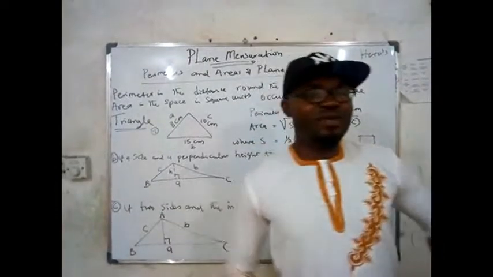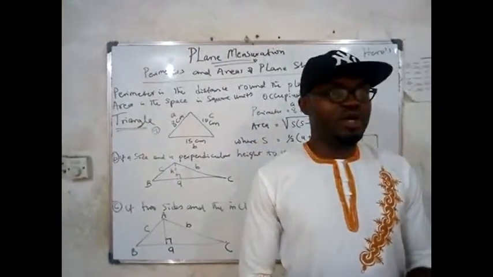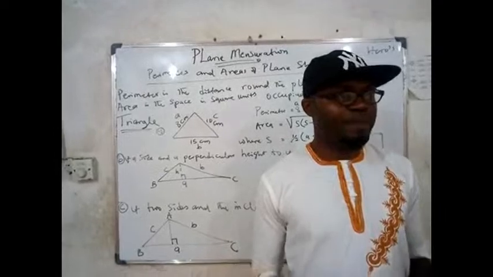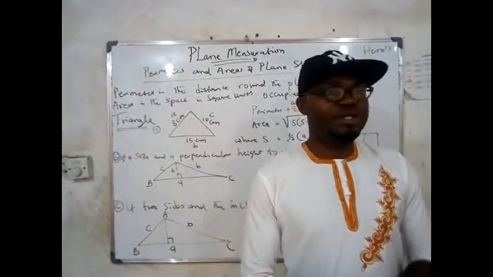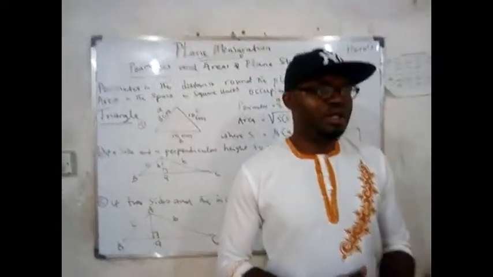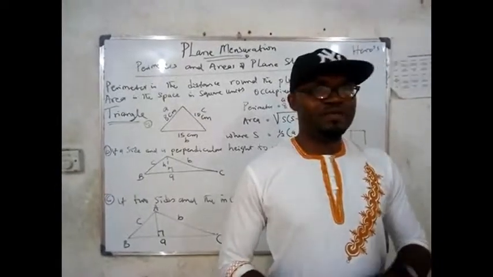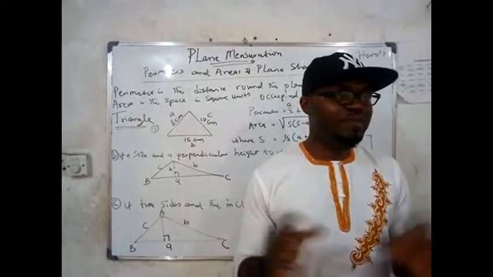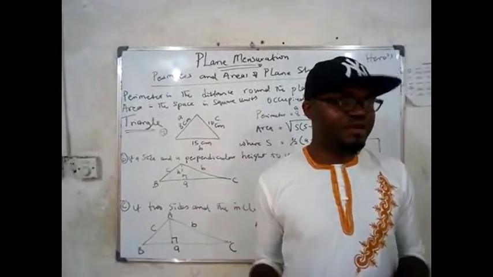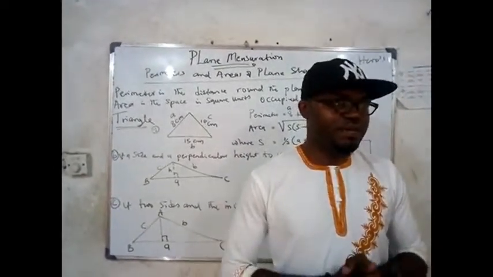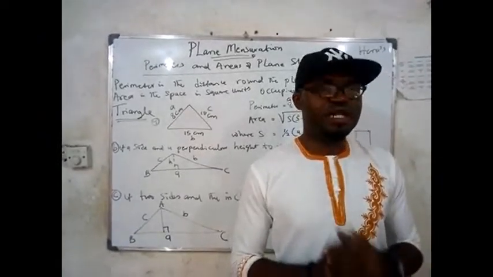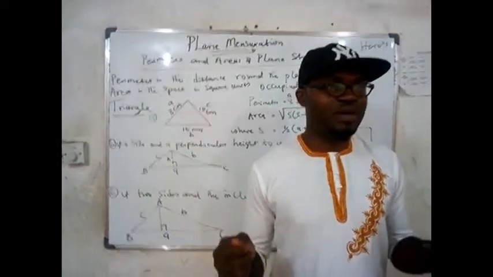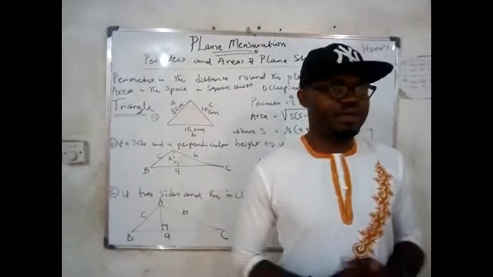Hello, welcome. Today we're going to be looking at plane mensuration. Today we're going to be looking at what? Plane mensuration. Plane mensuration is simply that aspect of mathematics that deals with finding a way of determining the perimeter and the area of plane shapes. Is that clear? In plane mensuration, we'll try to determine the what? Perimeter and what? Area of plane shapes.